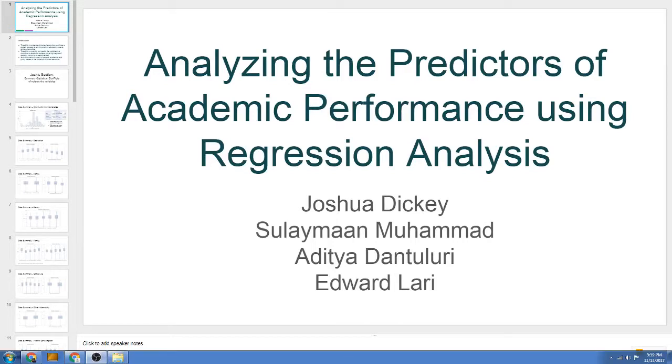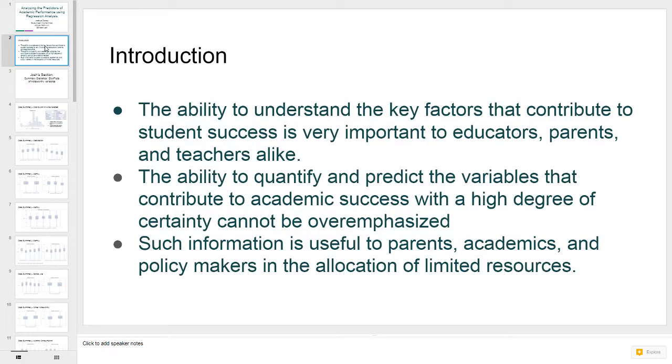Okay, for our project, we analyzed predictors of academic performance using regression analysis. We built the linear model and two logistic models. Next slide.